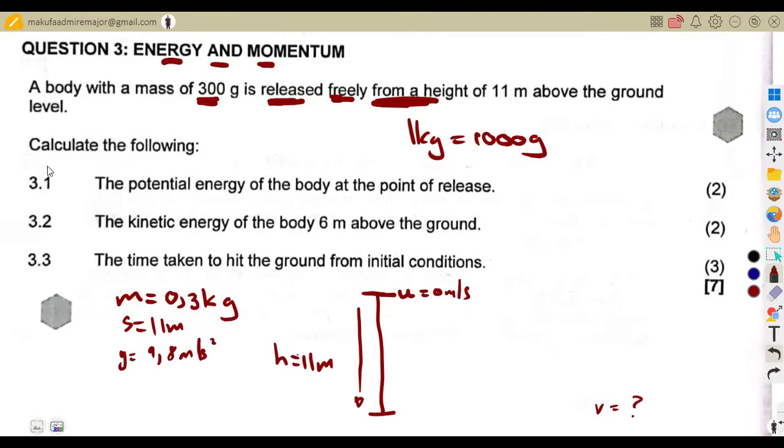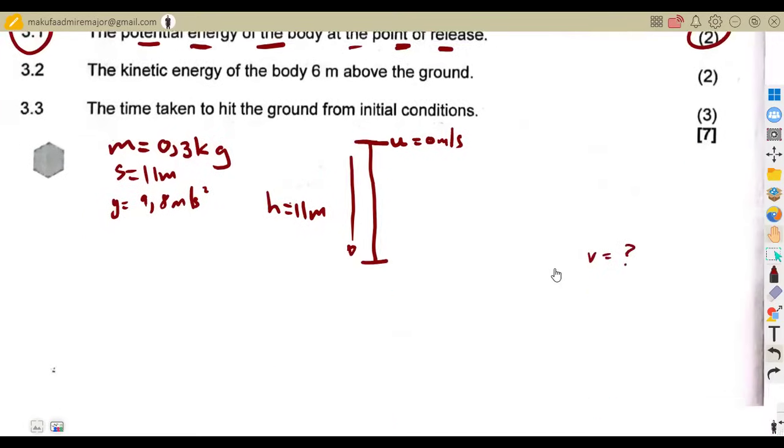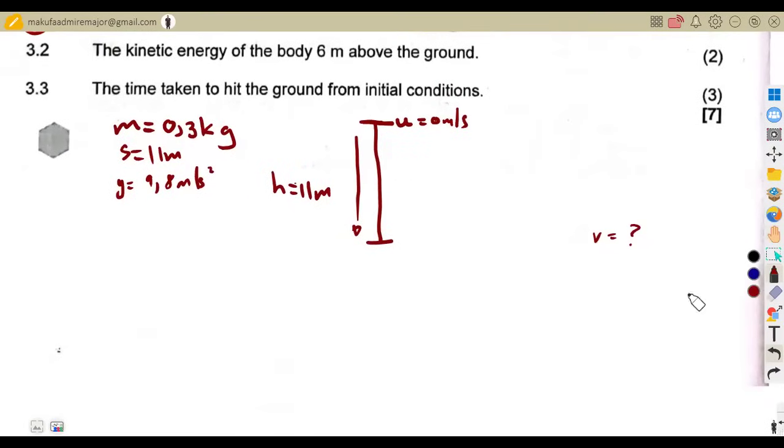All right, so the first question was to calculate the potential energy of the body at the point of release, which is 2 marks, the potential energy. So how do we calculate the potential energy? Remember, that's 3.1. All right, let us just have it alongside here.